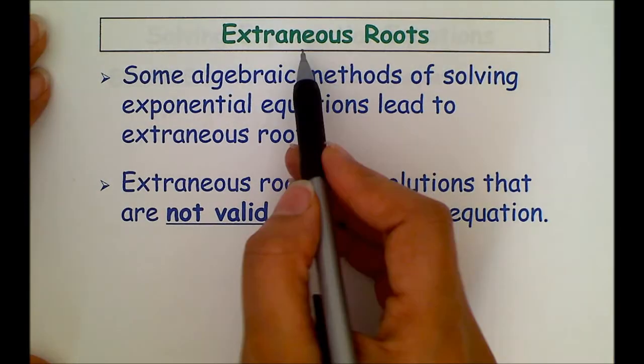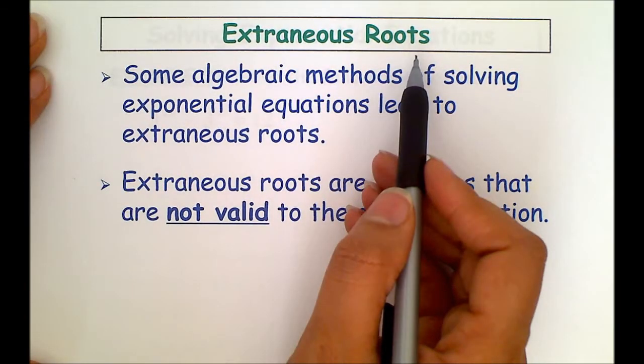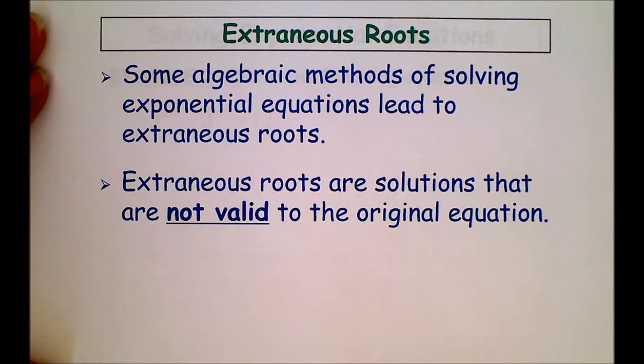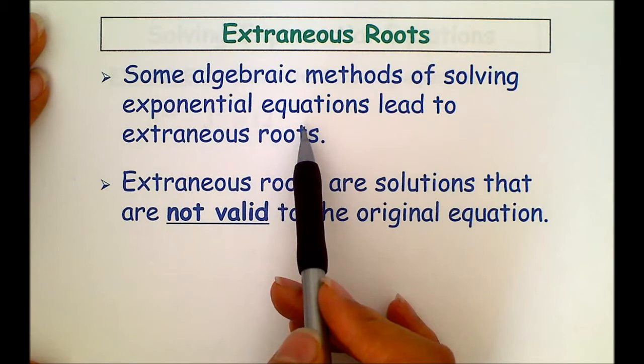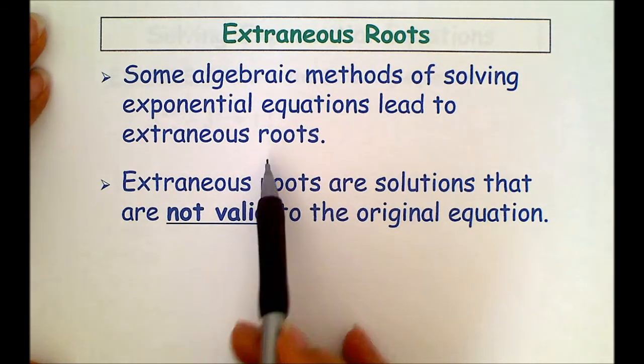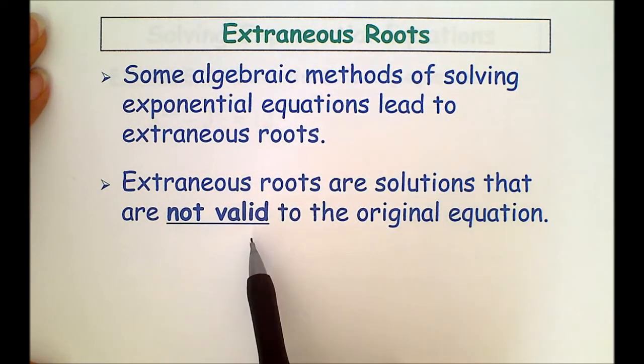The problem that ends up resulting from this, which comes up sometimes, is that you might get something called an extraneous root. This is like inadmissible, not possible. It's the answer that doesn't make any sense. Some algebraic methods of solving exponential equations lead to extraneous roots. Extraneous roots are solutions that are not valid to the original equation.